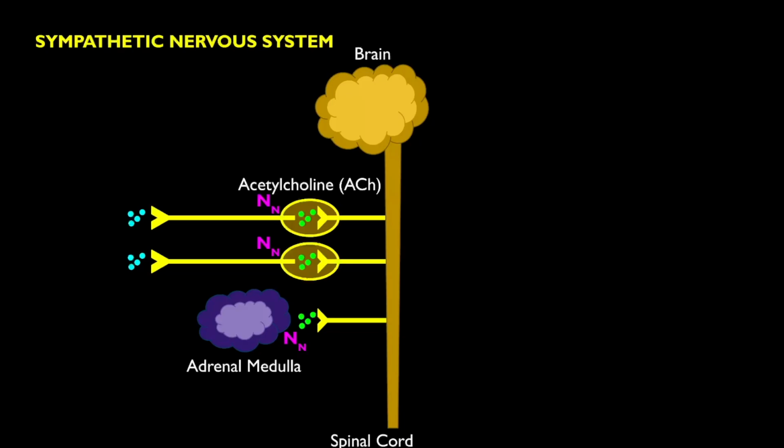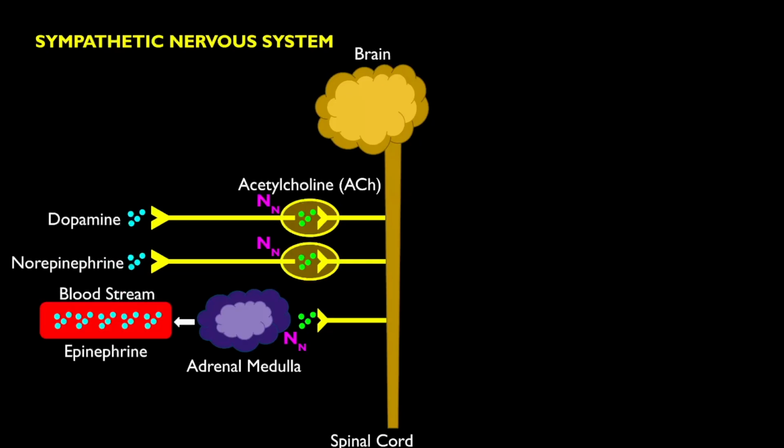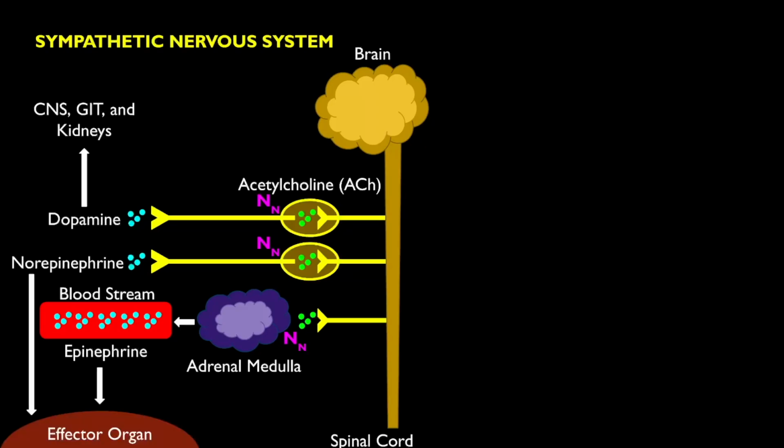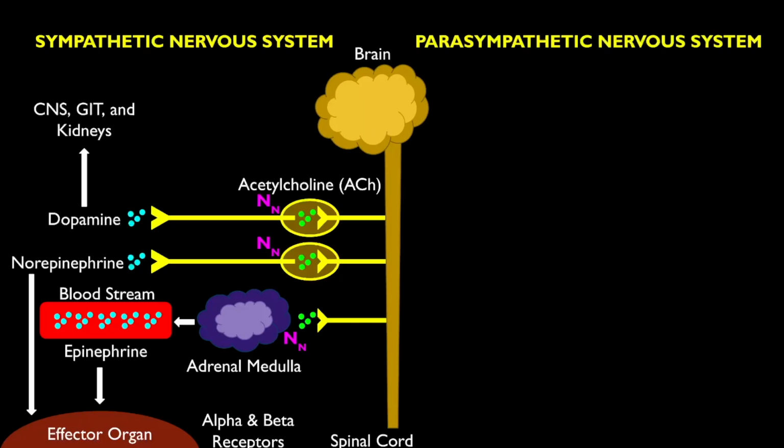Now we'll discuss the main neuroeffector transmitter. So it can be dopamine, norepinephrine, or epinephrine through the adrenal medulla, which is released directly into the blood because it's a hormone. Now, dopamine mainly acts on the CNS, the GI tract, and the kidneys. Norepinephrine and epinephrine act on the effector organ through something called the alpha and the beta receptors, which we'll discuss in detail in the future. Now, this was the anatomy of the sympathetic nervous system. Now, let's discuss the parasympathetic nervous system on the right hand side of the screen.